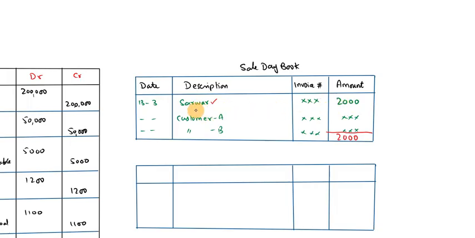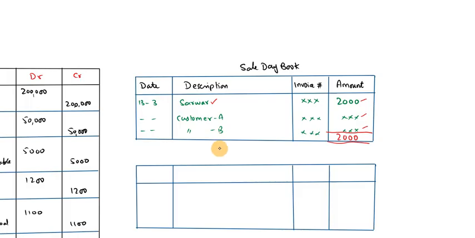If we have more than one customer, we can write customer B, customer C, and so on. In the sale day book we first record the individual transactions and then total them, which in our case is 2000. The second book of prime entry will be the sale return day book.